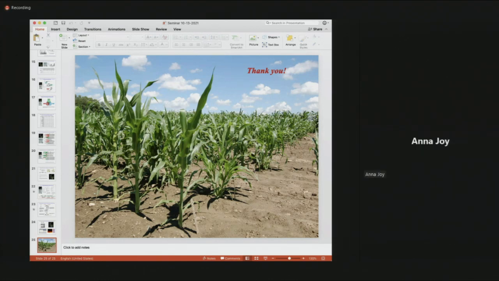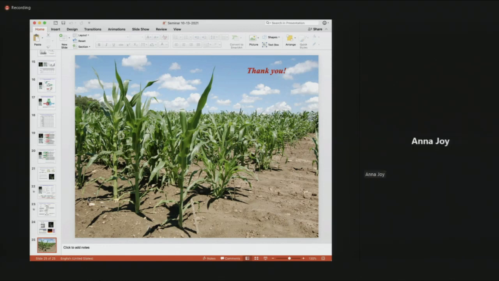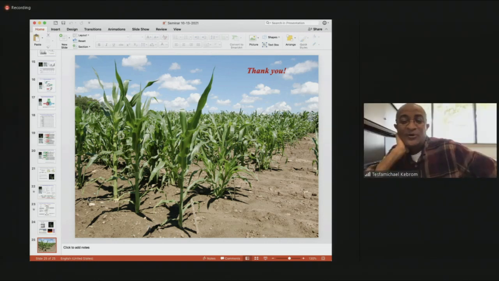Hi, Tesfamichael. I do have a question. I understand that you are mapping out the very basic processes that are controlling shoot branches, and you've made some success. Do you have any idea how you could translate that to affecting shoot branching in commercial crops? Yes. Now we have some idea, but we have to test it.